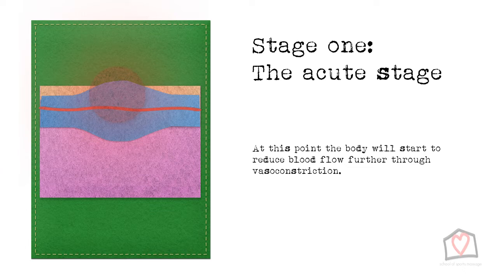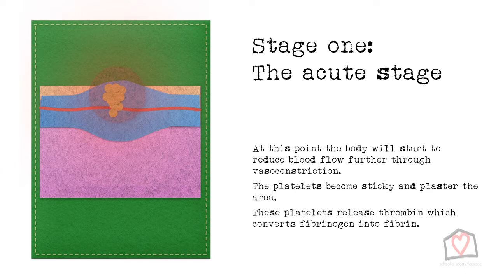Once you have reached this point, the body will start to reduce blood flow further through vasoconstriction, as it will wall off the area, shutting off the damaged blood vessels as the platelets become sticky and effectively plaster the area. These sticky platelets then release a chemical called thrombin. This chemical converts a blood component, fibrinogen, into fibrin, which can be deposited in the damaged area as a mesh to bind the area together.